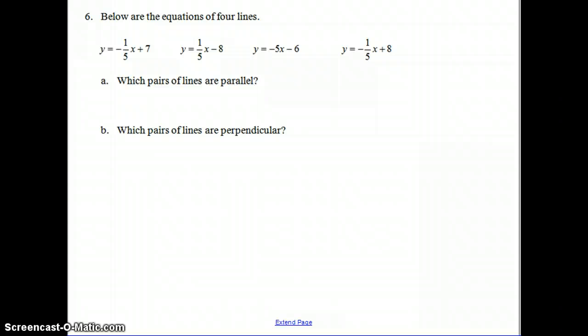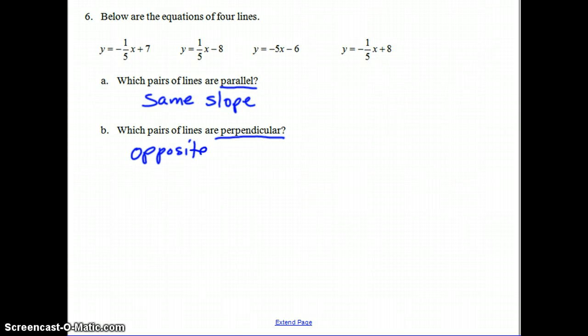Okay, below are our equations for 4 lines. Okay, which of these lines are parallel? Well, when we talk about parallel, they have the same slope. Alright, and then which of the pair lines are perpendicular? Alright, opposite reciprocal.